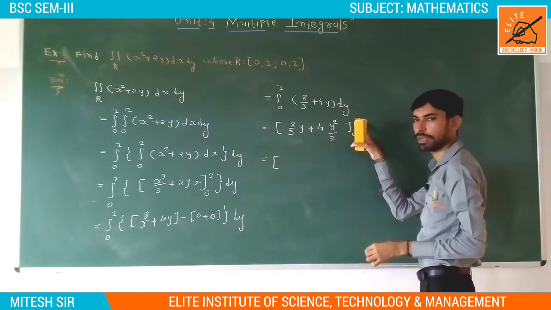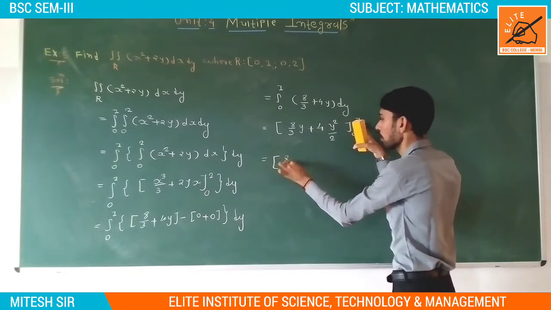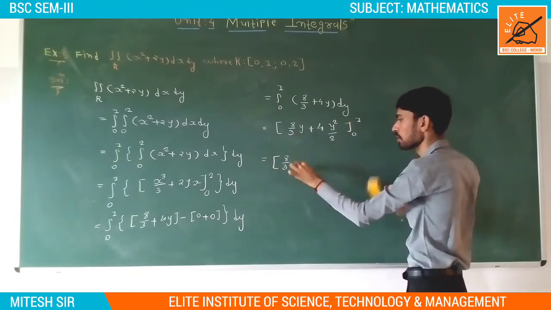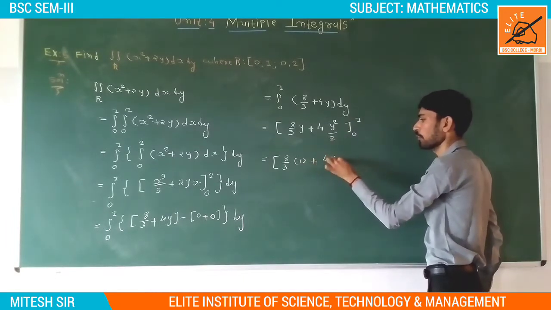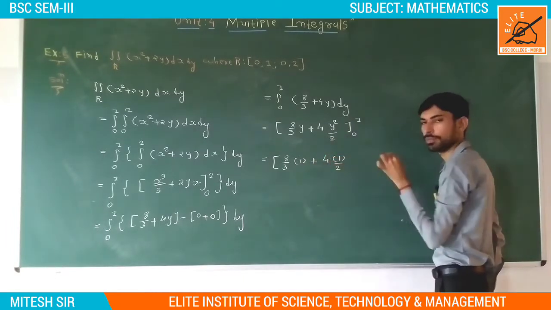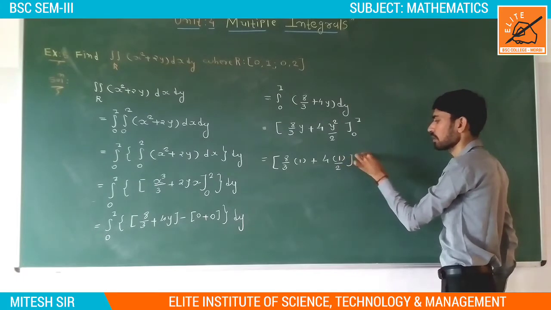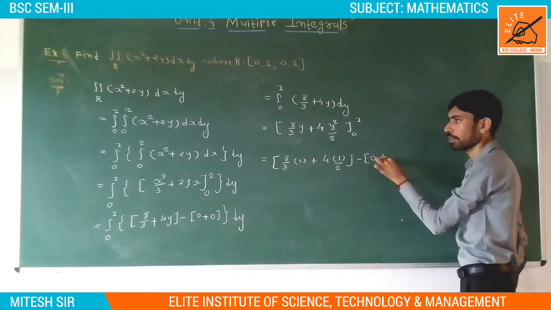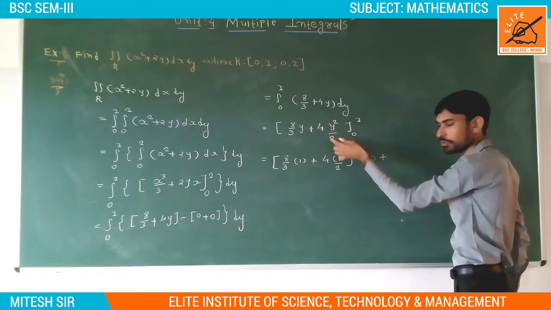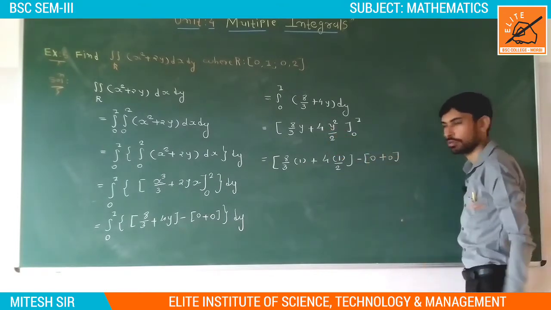First of all we apply the upper limit 1. So 8 by 3 into 1 is 1, 8 by 3, plus 4 into 1 square is 1 upon 2. So this is the upper limit minus our lower limit, which is 0. So 8 by 3 into 0 is 0, plus 4 by 2 into 0 square is 0. So this term also is 0.